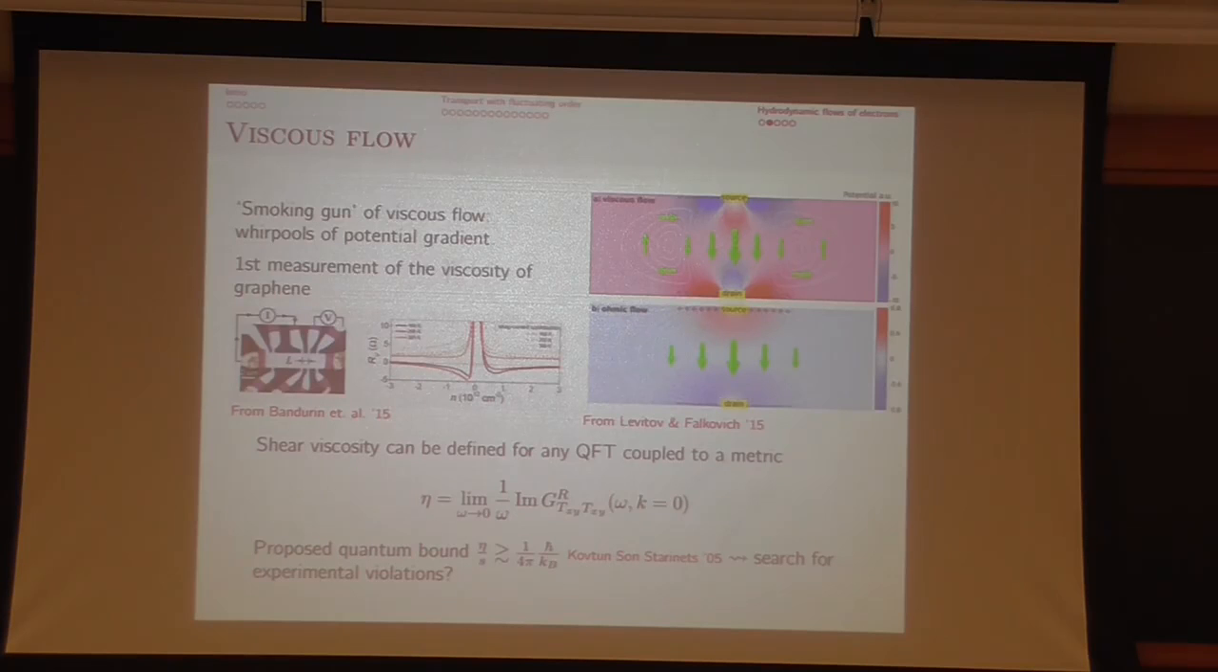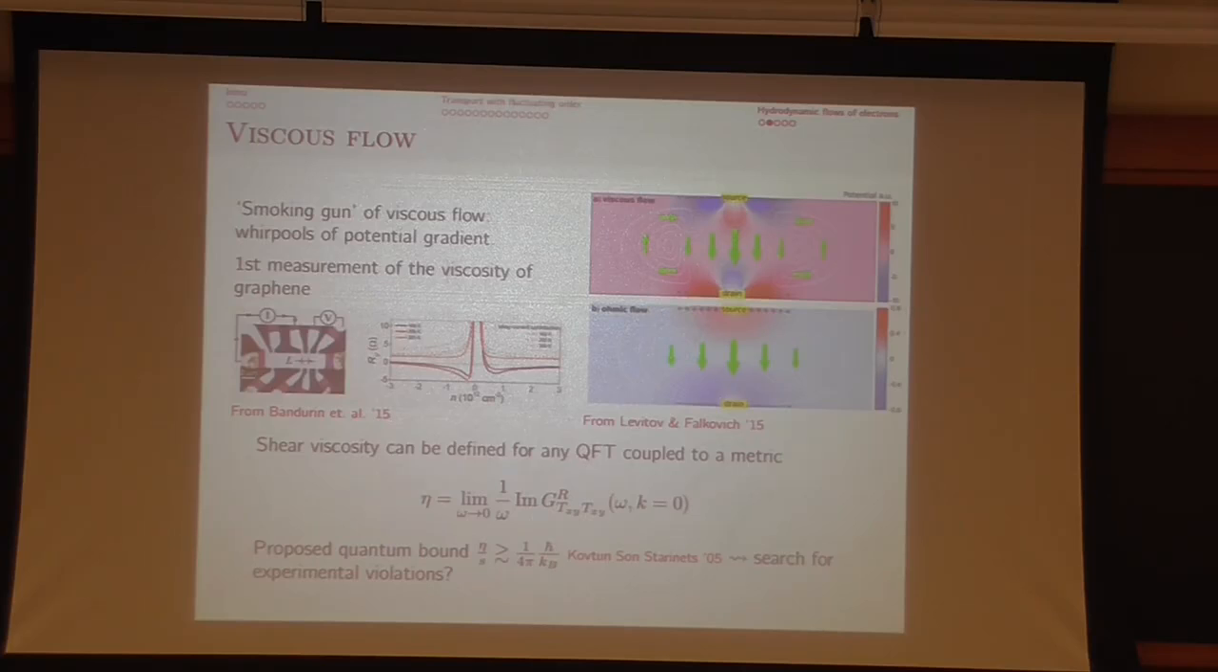And so if your system is not described by hydrodynamics and just by momentum relaxation, then you'll have a gradient flow of the potential. So this will look like this ohmic flow. But if the system is viscous, there will be backflows or whirlpools of potential gradients. So what this means is that if I measure the potential difference here, if I put my leads here and here, I'll measure the opposite of what you would expect, a negative potential. So this will lead to negative non-local resistance.